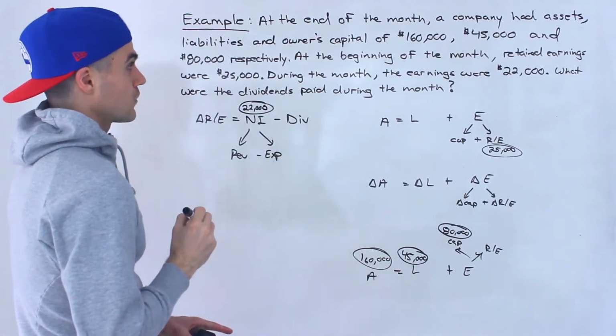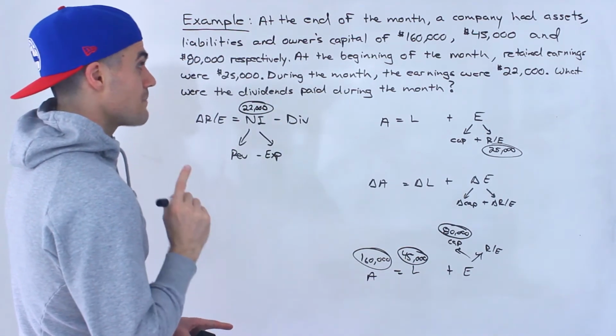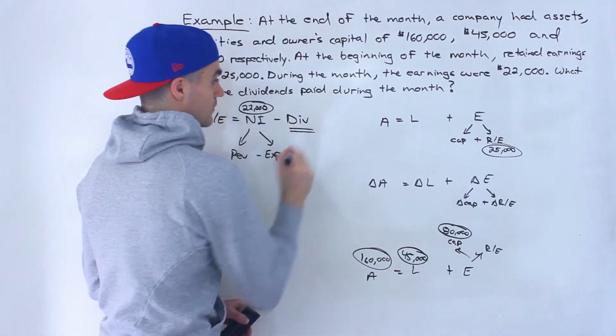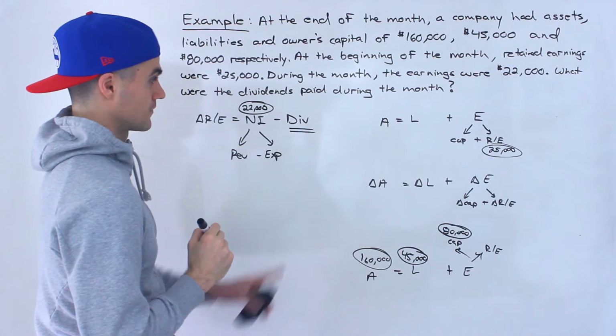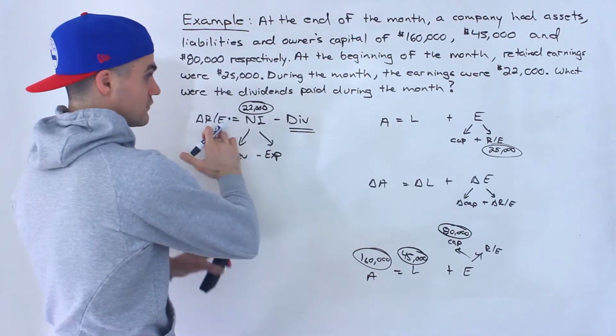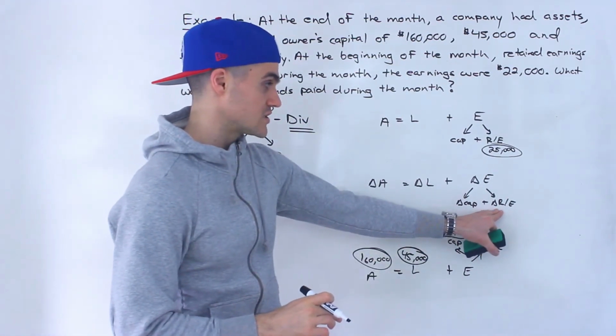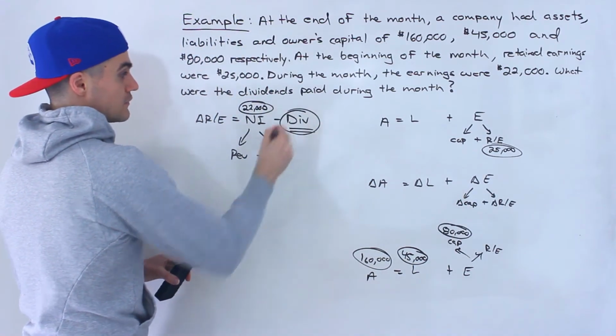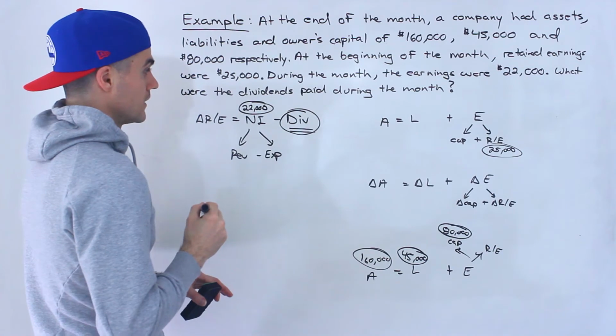And what are they asking for? They're asking what were the dividends paid during the month. So they're asking for this amount over here, right? On this separate calculation of the change in retained earnings, which is this, they're asking for this dividend amount. That's what we got to figure out.